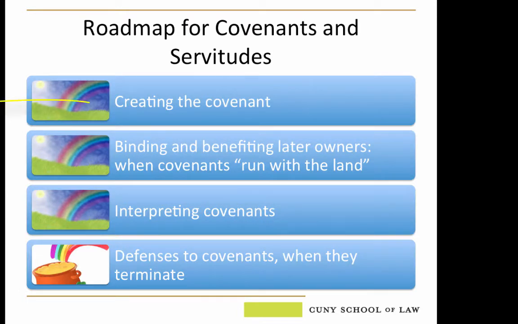In our study of covenants and servitudes, we will begin with how covenants are created and the rules governing when covenants and servitudes will bind later owners of the land. In our next class, we will move on to how covenants and servitudes are interpreted and enforced, how to defend against covenants and servitudes, and how covenants and servitudes terminate and can be removed from a property title.